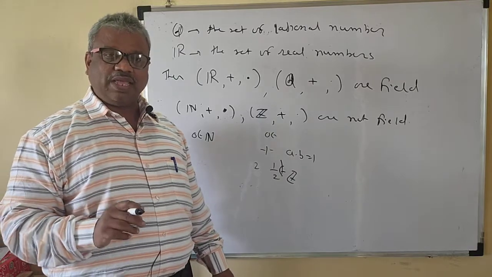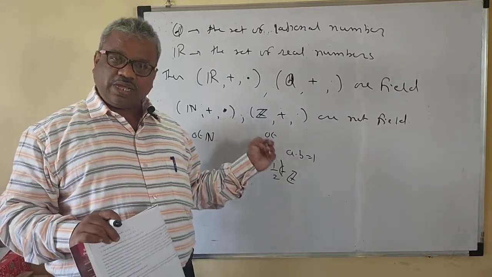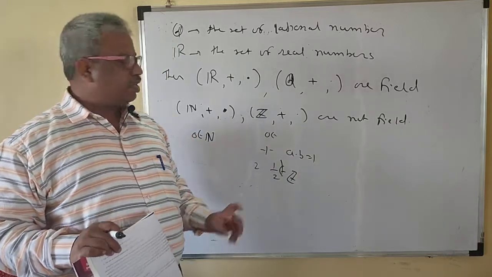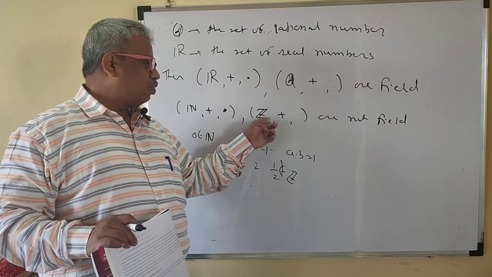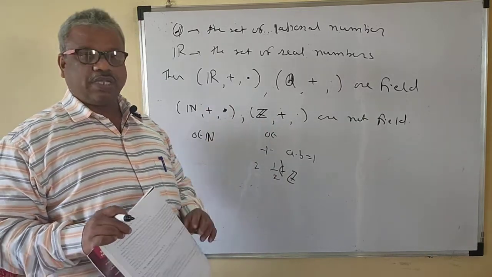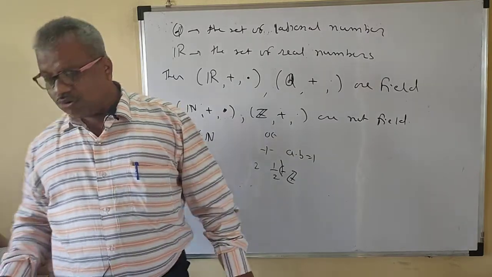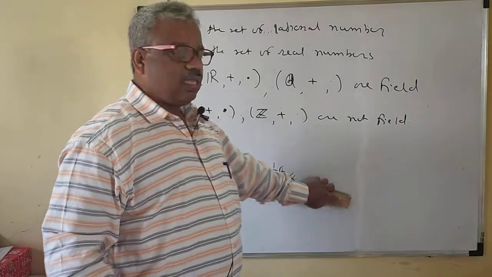This property fails here. Only this property: every element does not have a multiplicative inverse. So because of this, only one property does not hold here, and this is not a field. But if all 11 axioms hold, then only that will be a field.